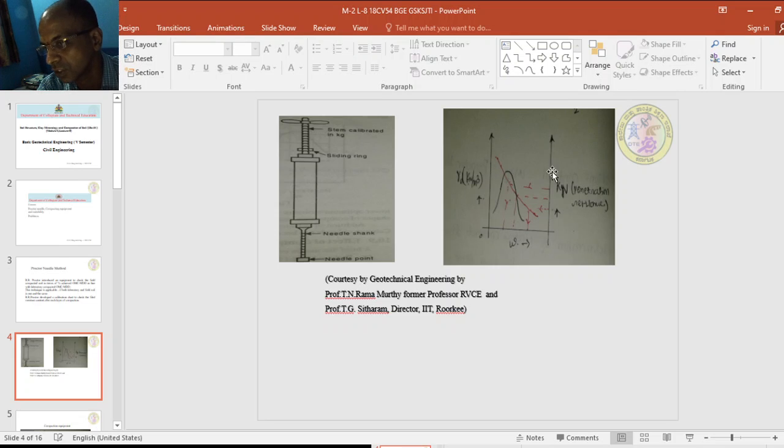So you have to take this chart to the field. Once each layer is compacted, you take this needle and press it on the field embankment. Some pressure you will get; mark that pressure here, and where it touches this red line, draw a downward line. Wherever it touches the x-axis, that water content is your field moisture content. If that water content matches your OMC, obviously the corresponding density will be MDD. Okay, so this is your Proctor needle method.